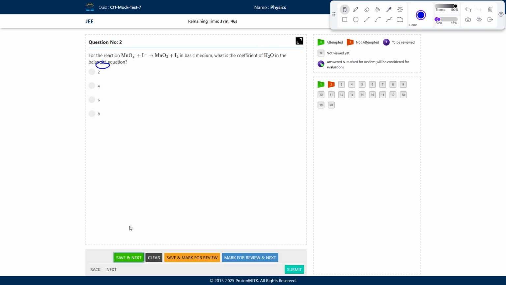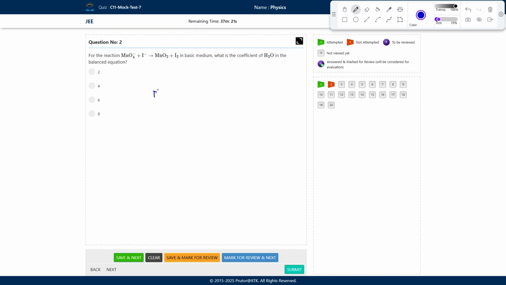The next question is, for the following reaction, MnO4 minus reacting with I minus to give us MnO2 and I2, you have to say what is the coefficient of H2O. How will you do it? For that you need to balance the reaction. So I will be using the half reaction method to balance it.